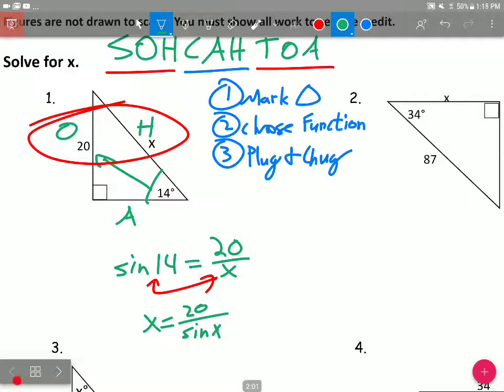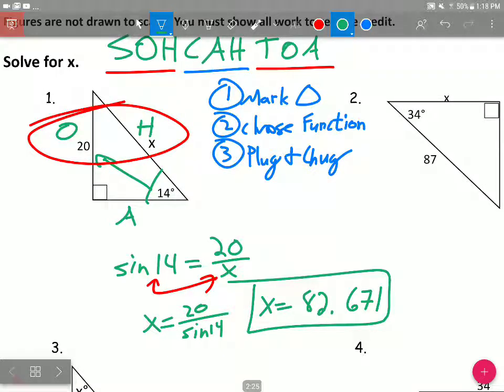I'm just going to go ahead and make sure I work these out because I don't trust the key. Divided by sine of 14, not sine x. Thank y'all for letting me know about that. So x equals 82.671. Kind of big, but whatever. That's what it is. And it's that kind of thing for every last one of these.